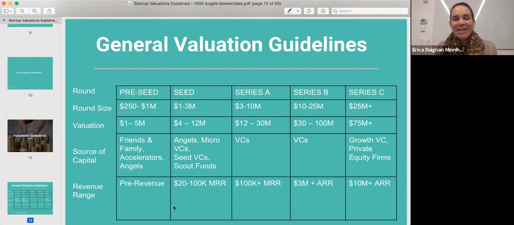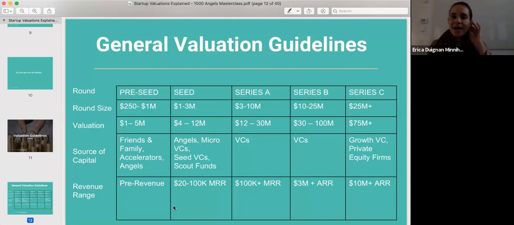So that's a little bit about pre-seed, and you'll see valuations there being 5 million and lower. At the seed round, which is usually a raise of about 1 to 3 million, you'll now see valuations move up to about $4 to $12 million. And participants there are angel investors, micro VCs, seed VCs, and what are called scout funds. So those are maybe associated with a larger fund like a Sequoia or Excel. They'll send a few folks out there to scout potential investment opportunities that have the ability to issue small checks.